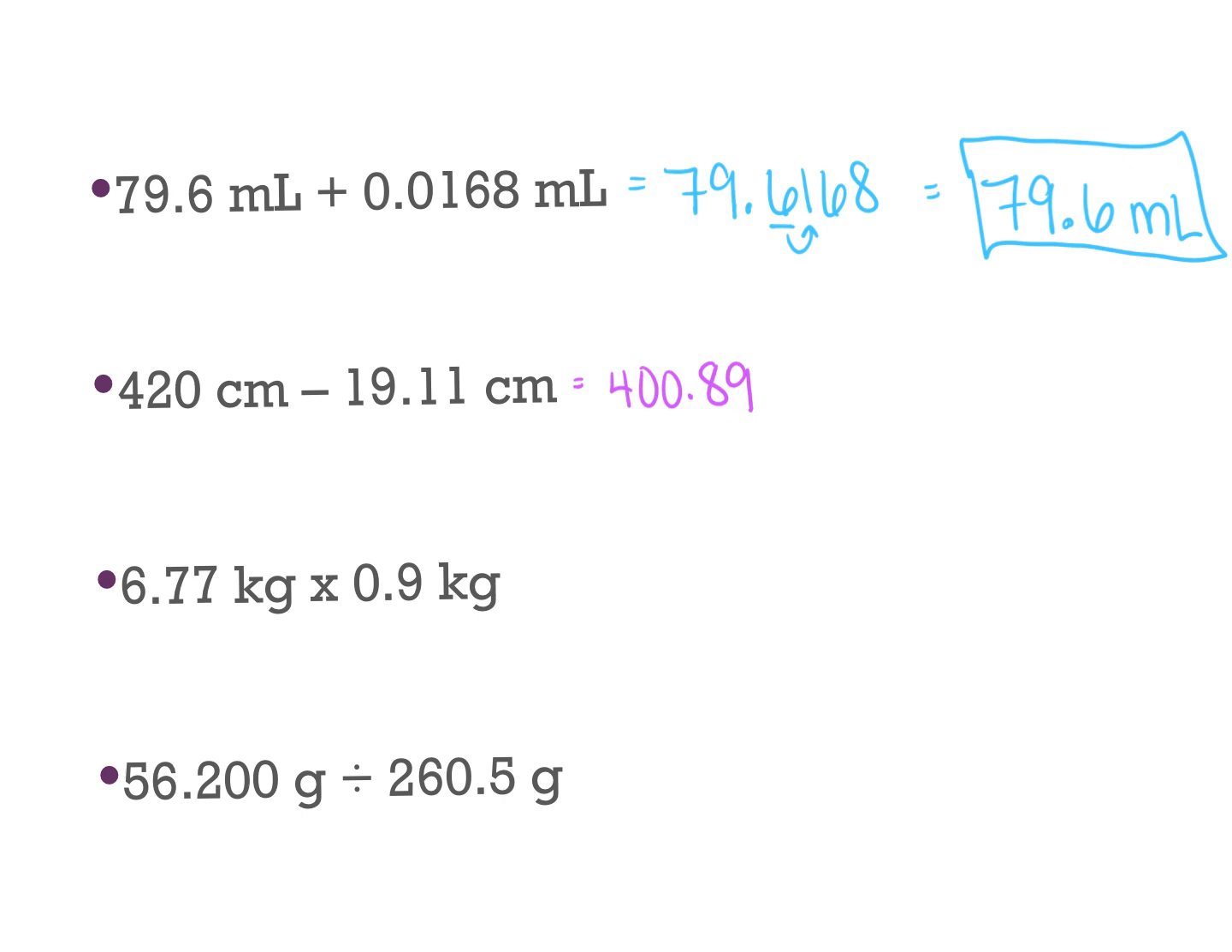0. Okay. So that means it needs to be a whole number or in the ones column. So we look at the next digit. Is that 0.8 going to cause us to round up or down? Up. So what do we round it to? Okay, 401 centimeters.